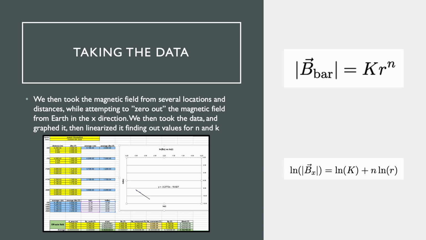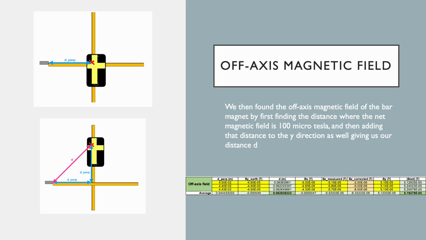So taking the data, we took the magnetic field at several locations and distances while attempting to zero out the magnetic field from the Earth in the X direction. We then took that data and graphed it, then linearized it to find values for n and k. Then we looked to find the off-axis magnetic field of the bar magnet by first finding the distance where the net magnetic field is 100 microtesla, and then adding that distance to the Y direction as well, giving our distance d.